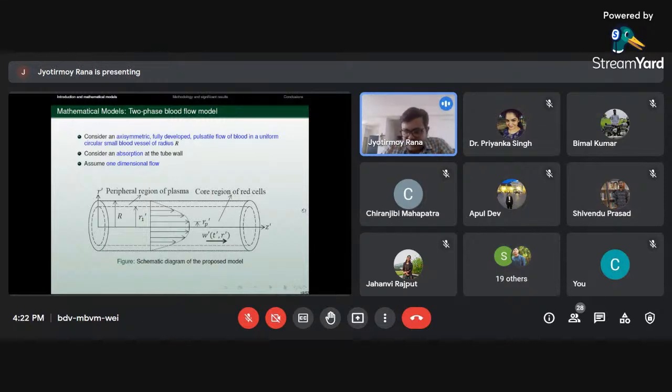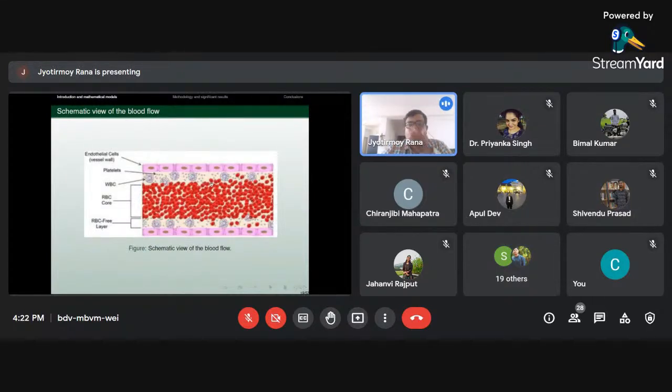So we can see from this figure that the RBC is centered at the central line of the tube. We can see a greater presence of RBC there. That's why we can see the non-Newtonian nature of the blood near the central region of the tube.